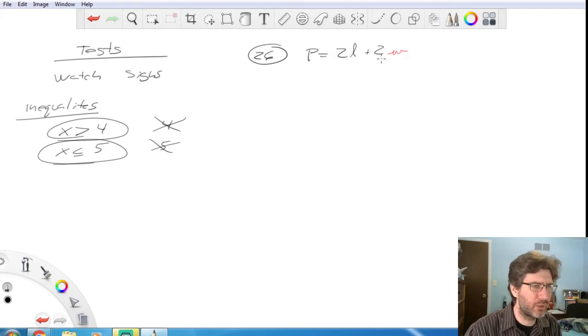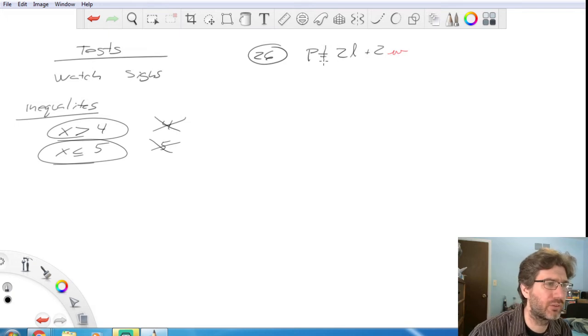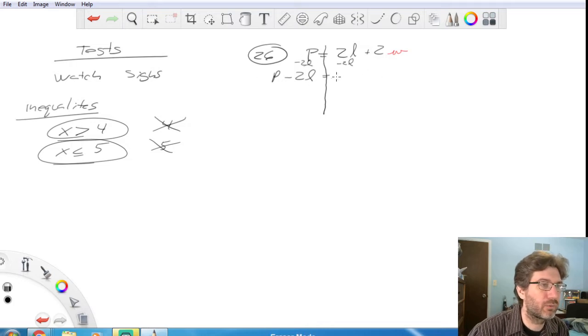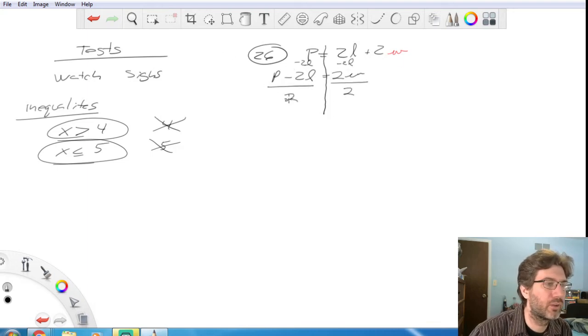Here you want to get W by itself, so you're going to subtract 2L from each side first. So P minus 2L equals, actually, it doesn't equal W, it equals 2W. Then you're going to divide by 2 and divide by 2. If you left it as P minus 2L divided by 2, I don't think I took off points.